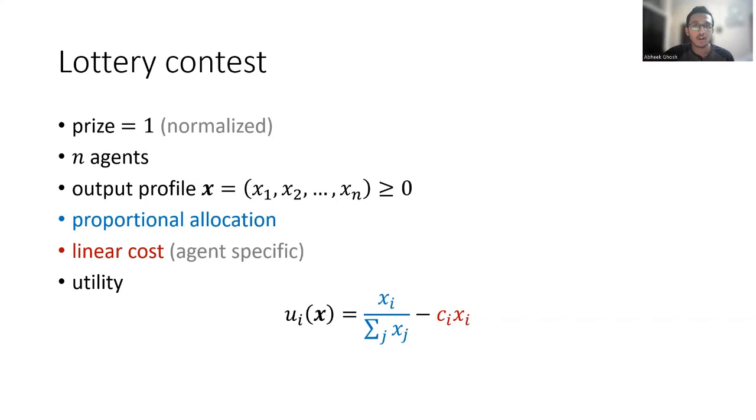Each agent also has a linear cost. Agent i's cost coefficient is denoted by ci, and the cost that agent i has is ci times xi. The utility function has a standard form where utility of agent i is the prize that agent i gets minus the cost that agent i bears.